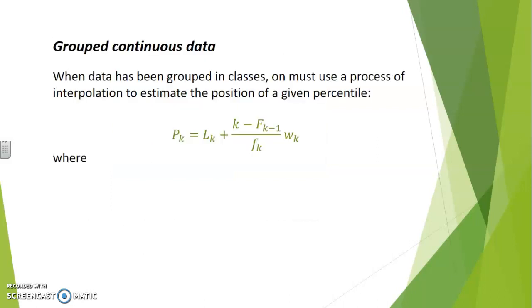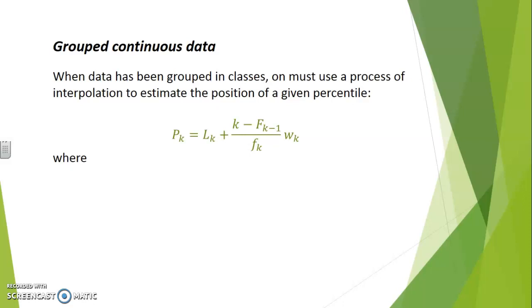When data is grouped, then we will not be able to find exact values for the percentile because we have lost the individual information. A process of interpolation will have to be used to estimate the position of a given percentile. Here's the percentile formula for grouped data.